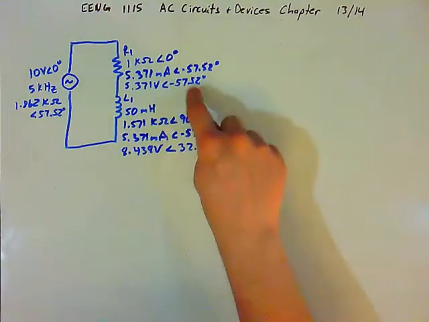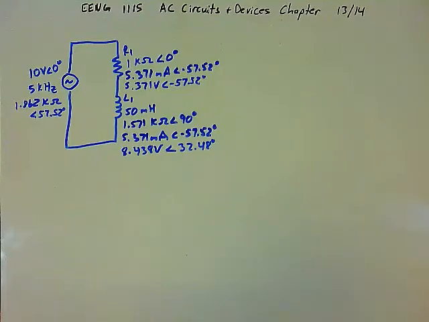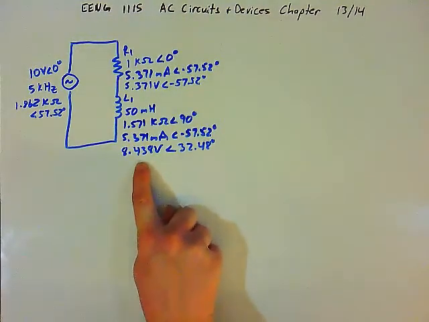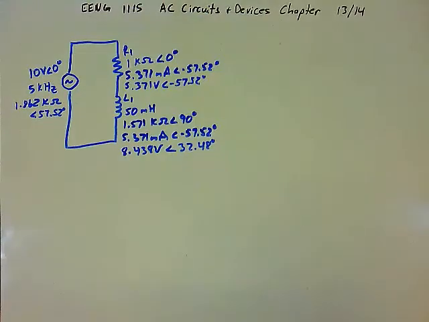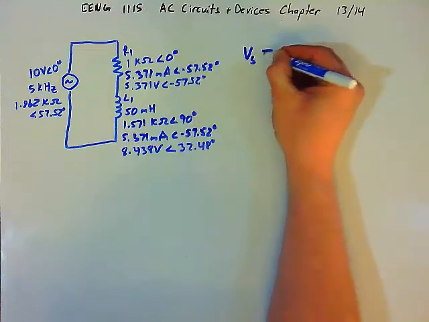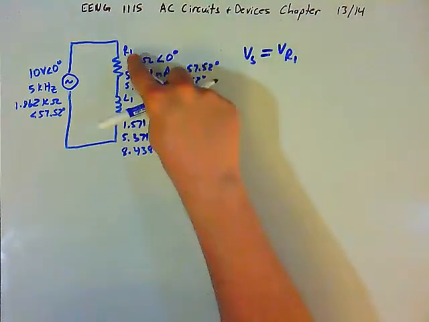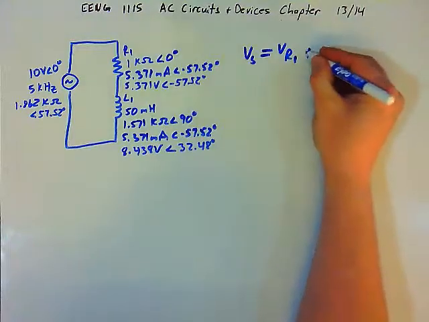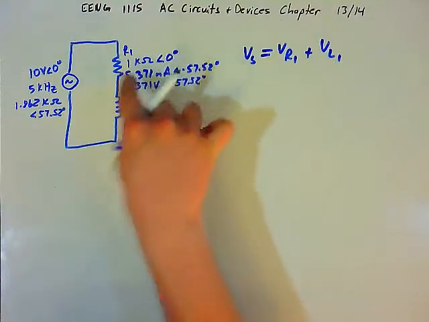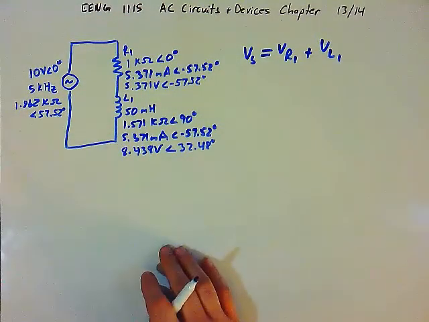Now we know the voltage drop on the resistor is 5.371 volts at an angle of negative 57.52 degrees. And the voltage drop on the inductor is 8.438 volts at an angle of 32.48 degrees. Now we can check these answers the same way we did in a DC circuit. In a DC circuit, we use Kirchhoff's voltage law, which says that the source voltage has to be equal to the voltage drop on one of the components plus the voltage drop on the other components, right? The sum of the voltage drops in the circuit have to add up to the source voltage. And so let's see if that's true.